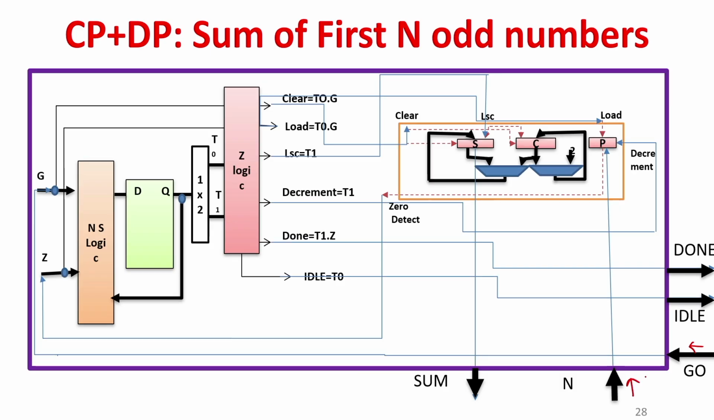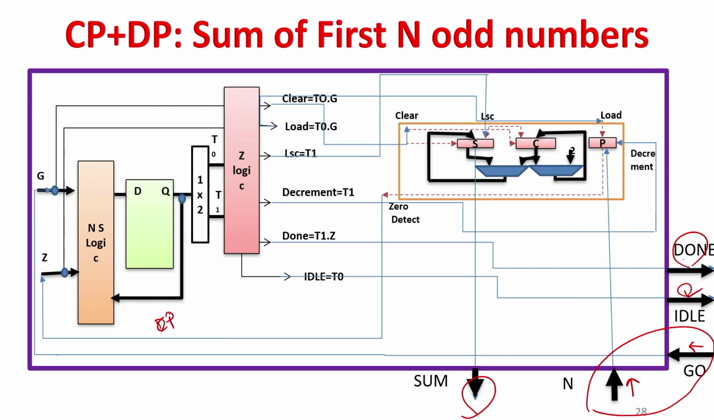And how does it look from the external view? From external, what are we giving? We are giving the go signal and we are giving n. So these are the two inputs. And what are we getting? Either it is idle, not doing anything. If we are not giving any go signal, then it will be idle, otherwise it will be doing something. The done signal is the output, and we are getting the final sum as output. So this is the interface with the external world.